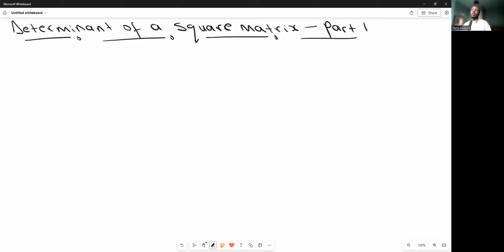So we're going to talk about how we find the determinant of a square matrix, okay? And I've talked about the types of matrices earlier, and one of the types I mentioned was the square matrix. So it's very important that you review previous videos and try to understand that before proceeding forward, all right?